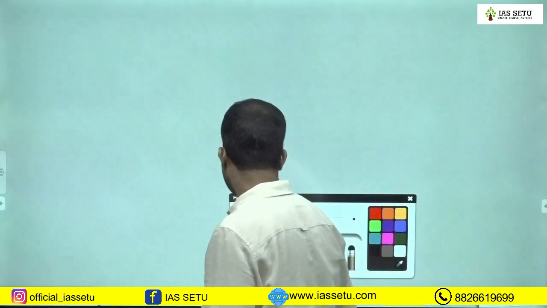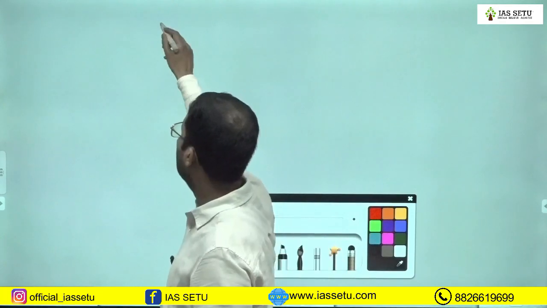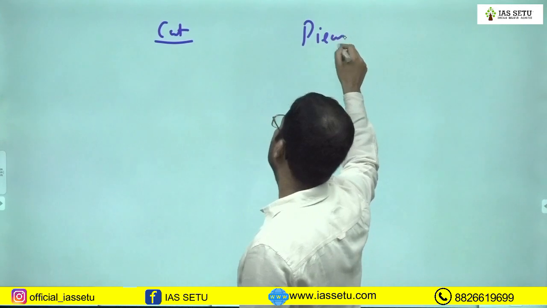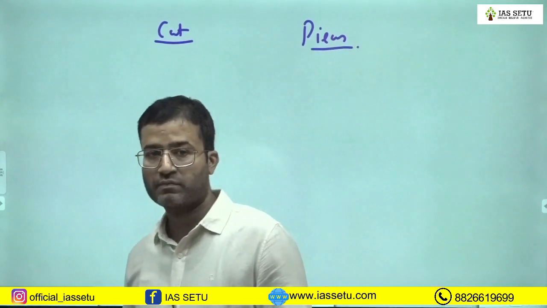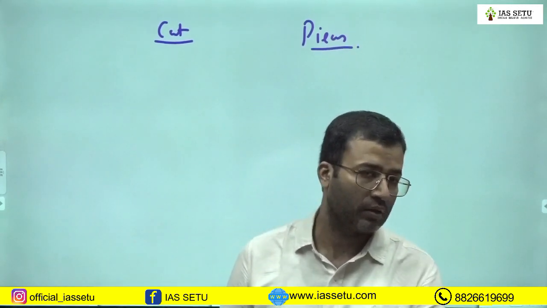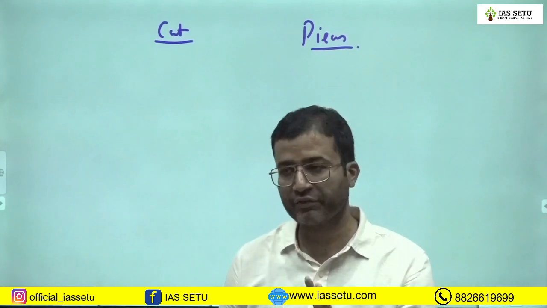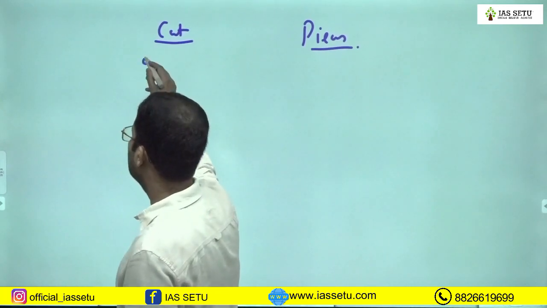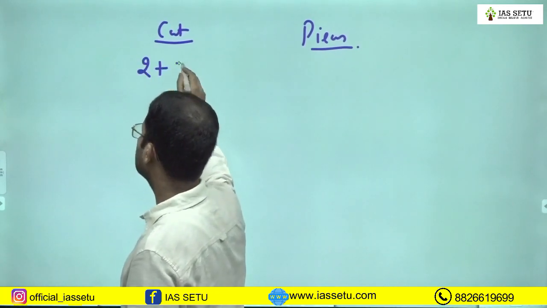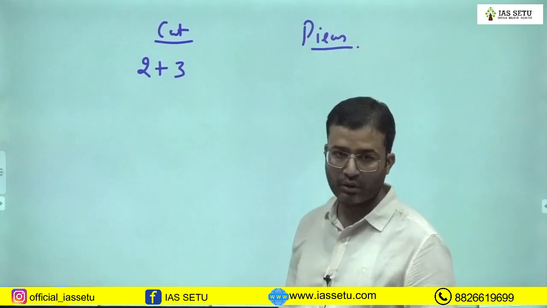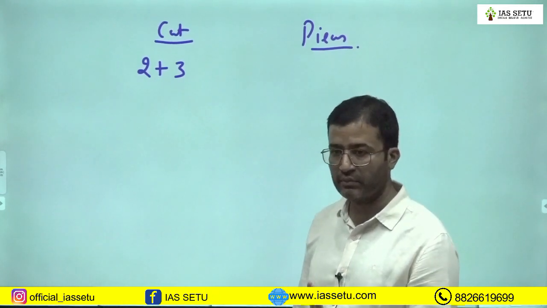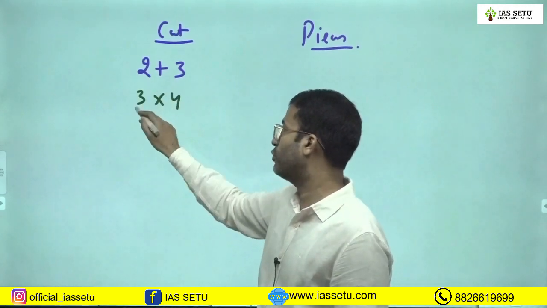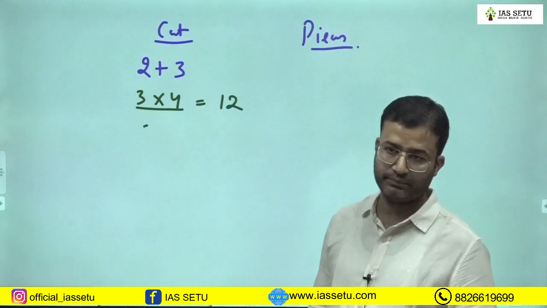So they will give the cuts and you have to find the pieces. You will have 3 methods. Method number one: like they will say 2 plus 3 cuts. Simple rule, add 1 and multiply. Can we say 2 cuts give you 3 pieces, 3 cuts give you 4 pieces, total number of pieces 12.